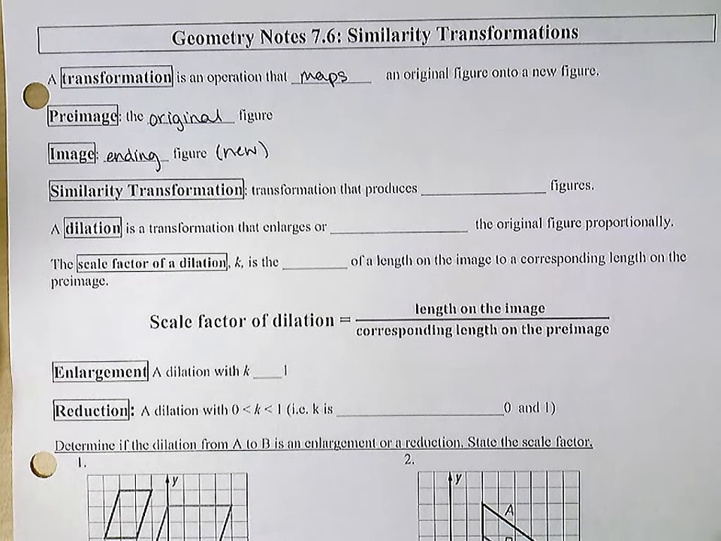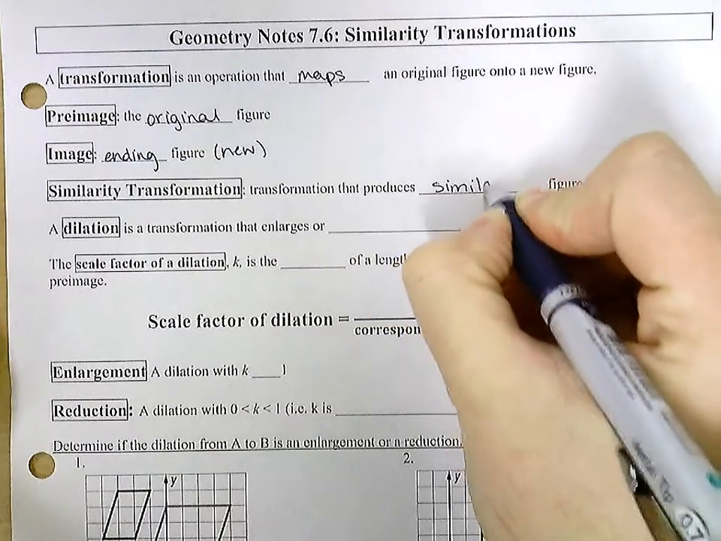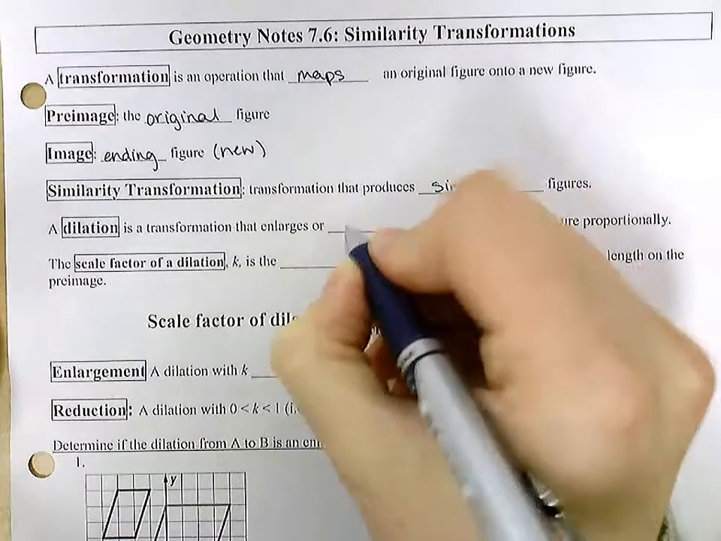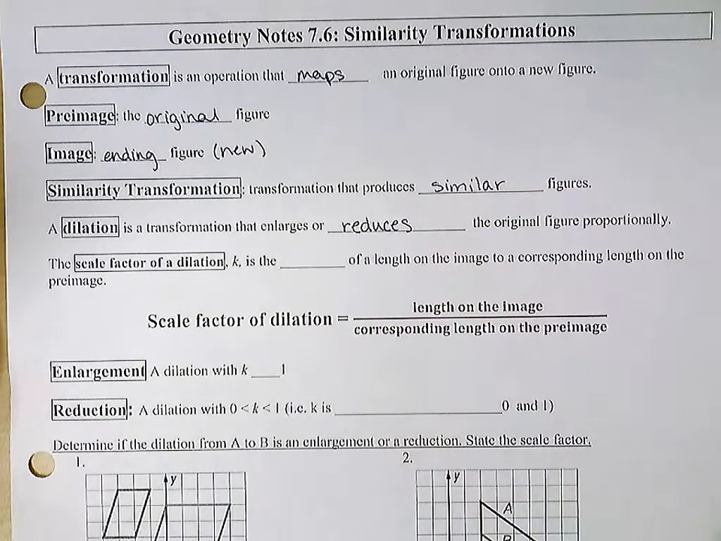So we do have a similarity transformation. That is a transformation that produces similar figures. Okay, so when we're producing similar figures, we have something called a dilation then. Okay, so a dilation is a transformation that enlarges or reduces the original figure proportionally. So you're kind of just multiplying this dilation into the lengths that you already have.